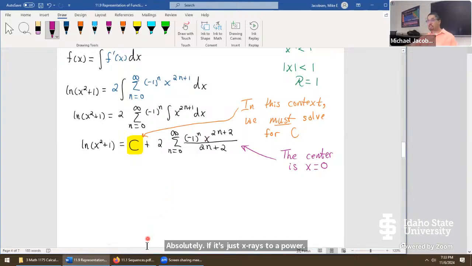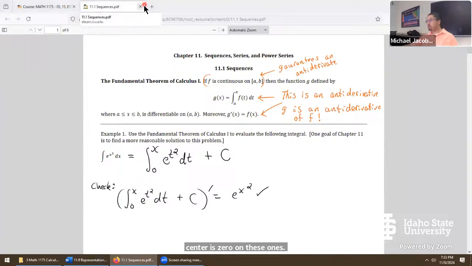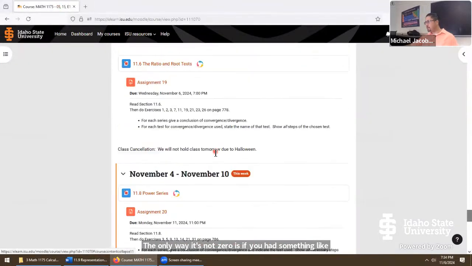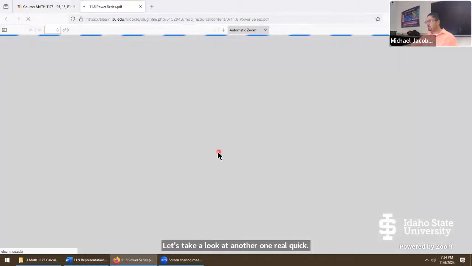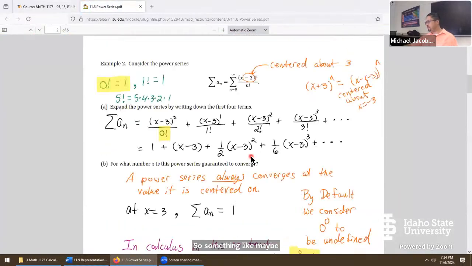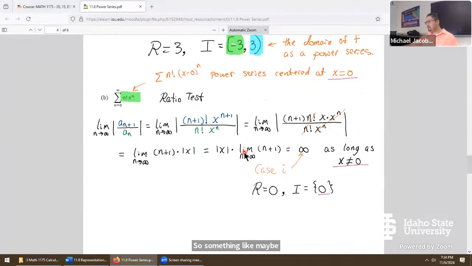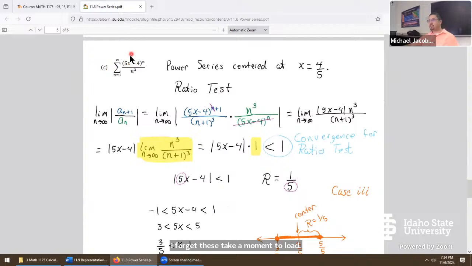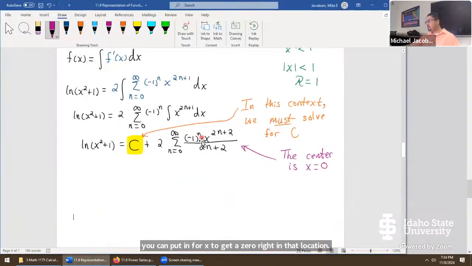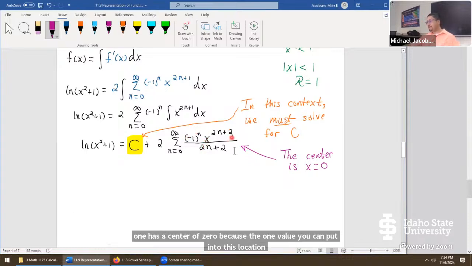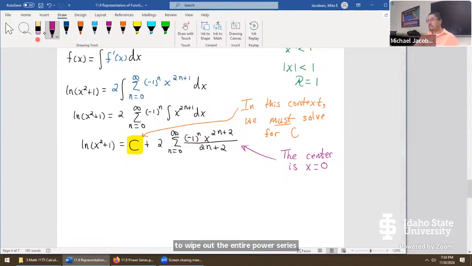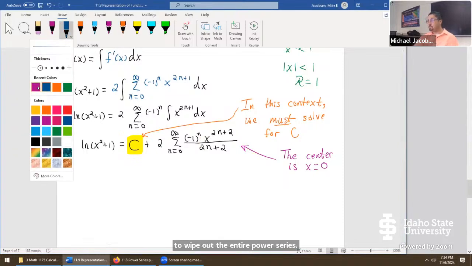The only way it's not 0 is if you had something like, let's take a look at another one real quick. This one is centered at 4/5. I keep on saying 5/4. It's centered at 4/5 because that's the value you can put in for x to get a 0 right in that location. So that's why it's the center of that one. This one has a center of 0 because the one value you can put into this location wipes out the entire power series. So in our problem, let me get these pens realigned.